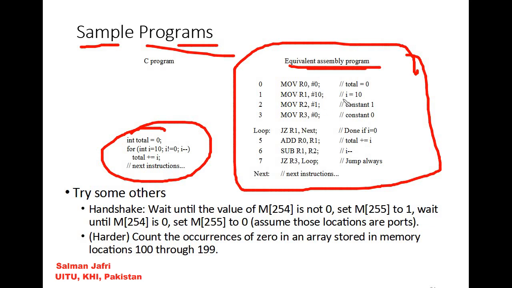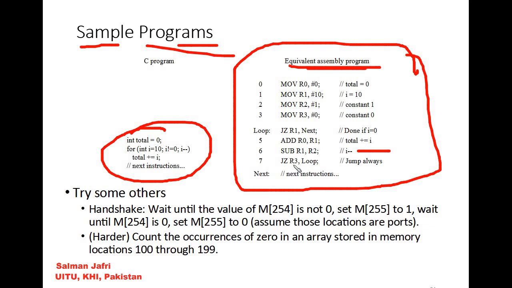So the steps are there. 0 is loaded into R0, 10 is loaded into R1, 1 is loaded into R2, and 0 is loaded into R3. So we have this loop over here, jump if 0, R1, comma, next. If R1 is 0, we move to this. So R1 is initially 10. So we come over here, we add R0 and R1, and we subtract R2 from R1. R1 is the loop counter variable 10. We subtract R2 which is 1 from it, so we actually execute I minus minus.